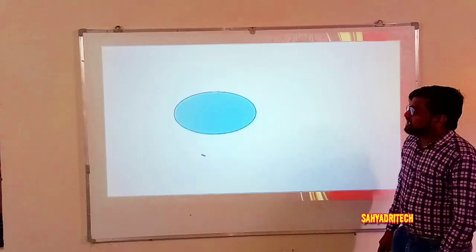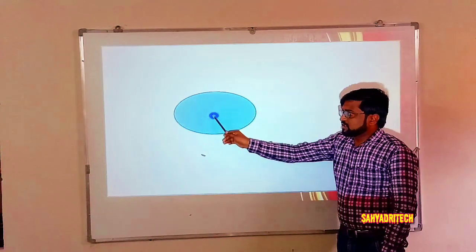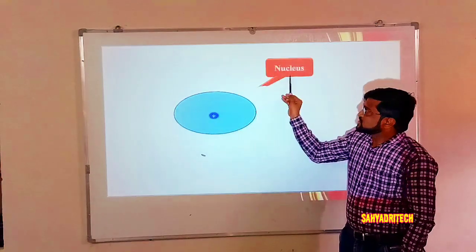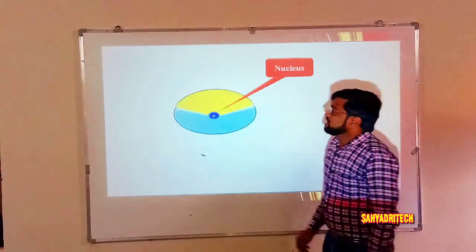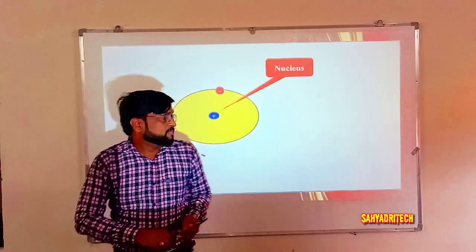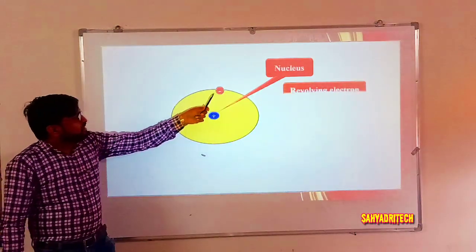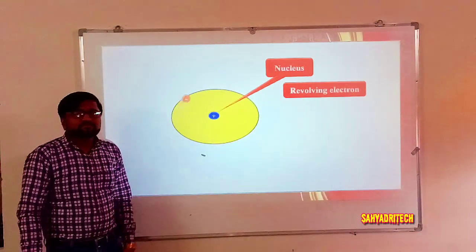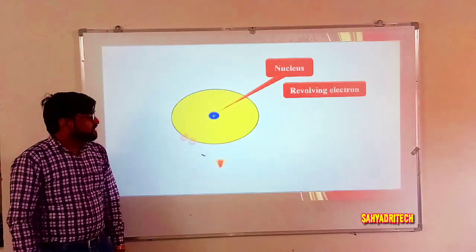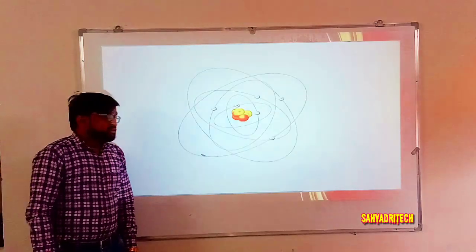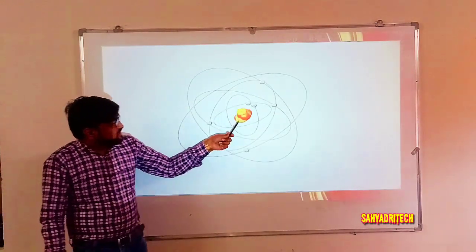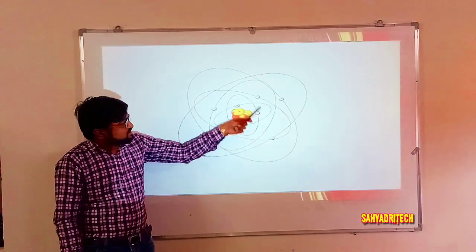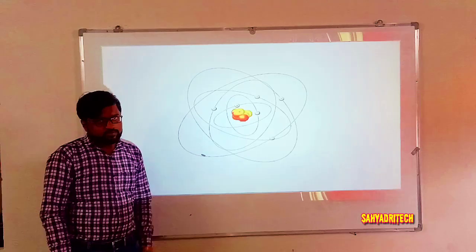So diagrammatically, as I represented, the protons, the positively charged particles, are present in the center of an atom, and constitute the nucleus, while electrons revolve around the nucleus, so we say it is a revolving electron. Both together constitute the atom. If you look at another diagram also, see here protons and neutrons constitute the nucleus, while electrons are revolving around the nucleus.